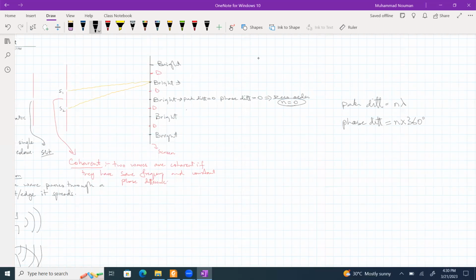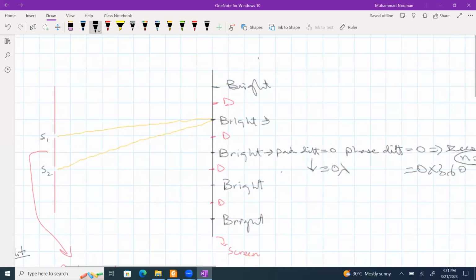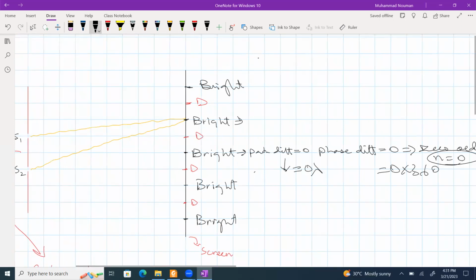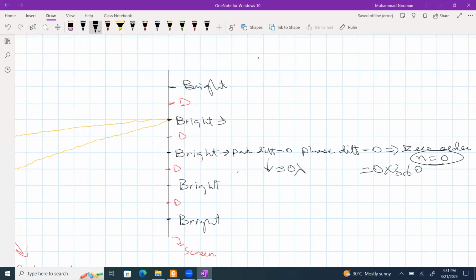We got a zero order bright fringe. We have discussed it in detail, and we know its path difference is 0 lambda and its phase difference is 0 times 360. That's the reason why everything is coming 0. And this bright fringe that we are talking about is the first bright fringe after 0. So I need to substitute n equals 1, because this is the first order bright fringe.